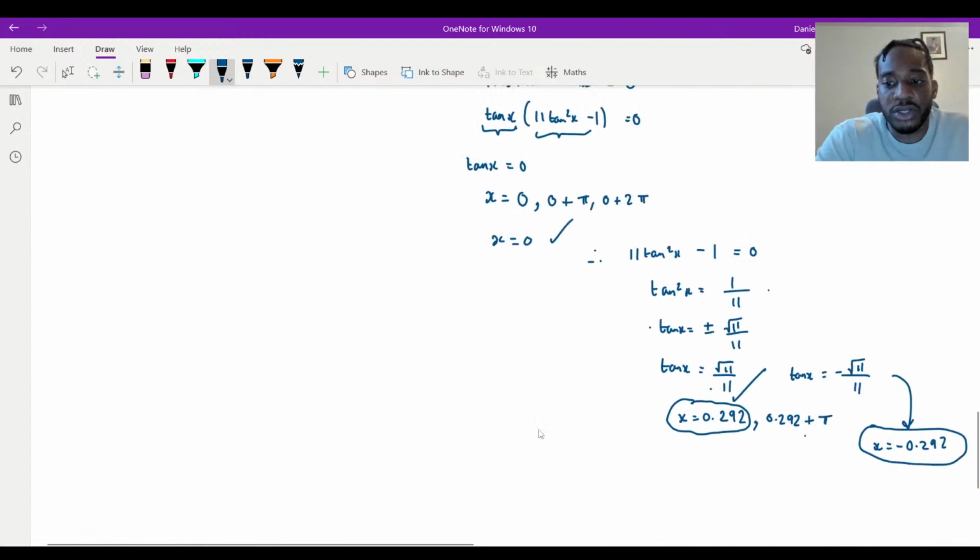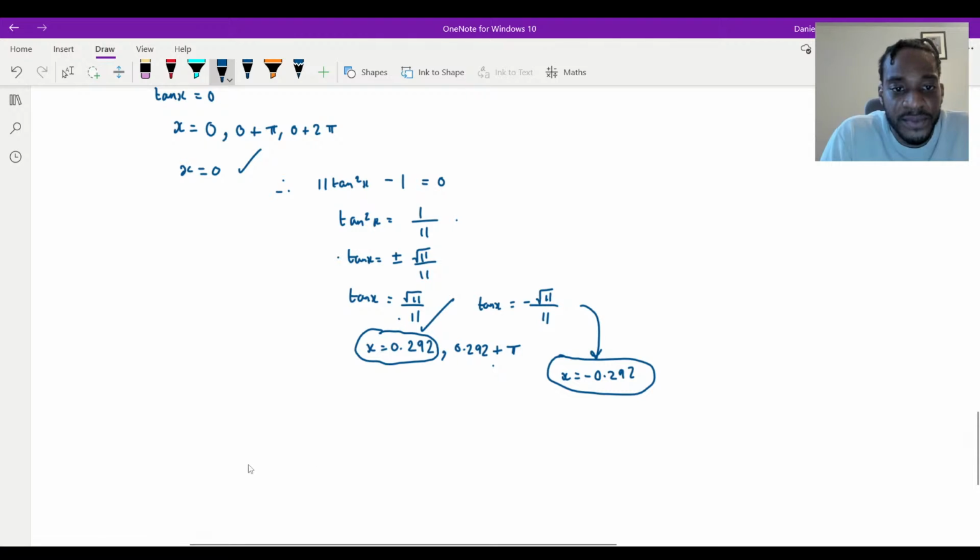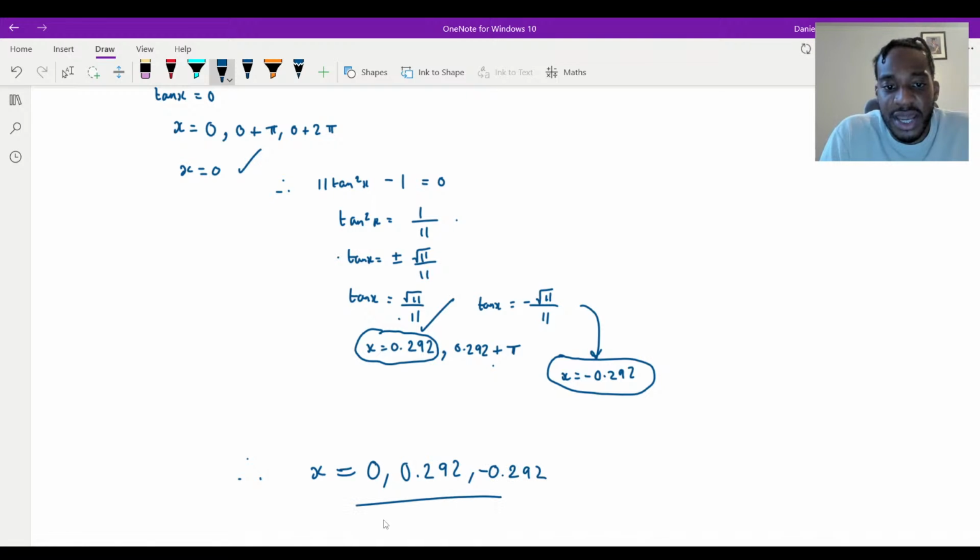So therefore, your final answer is just going to be x equals 0.292 and minus 0.292. And that's it.